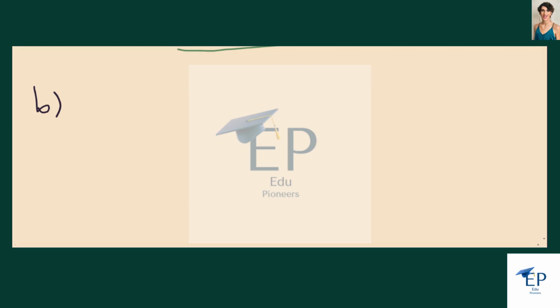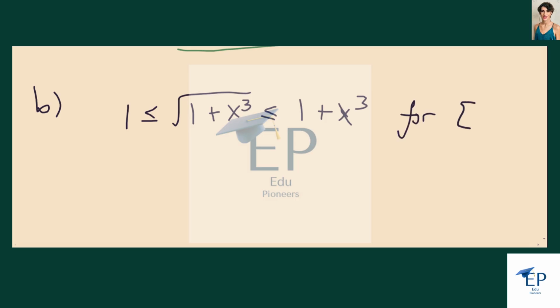Then in part B, we're asked to prove the inequality that 1 is less than or equal to the integral from 0 to 1 of the square root of 1 plus x cubed dx, which is less than or equal to 1.25. So we're going to use the inequality from part A. In particular, we'll use the comparison property of definite integrals. From part A, we have that 1 is less than or equal to the square root of 1 plus x cubed, which is less than or equal to 1 plus x cubed. This was valid for all non-negative x, but it's also true, in particular, for x between 0 and 1.